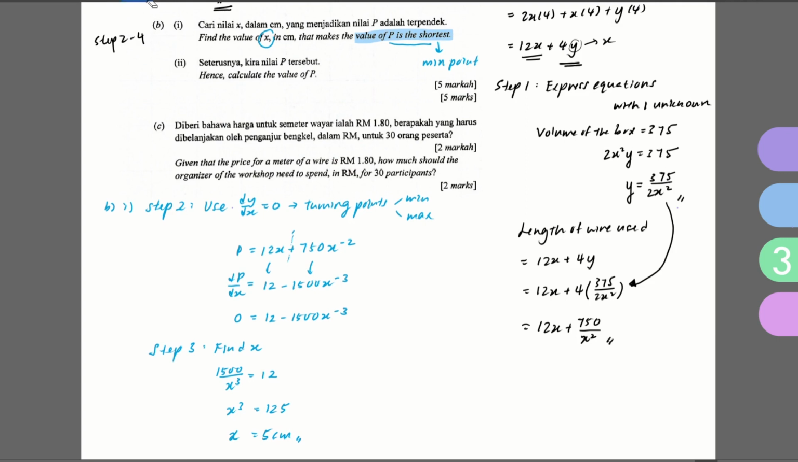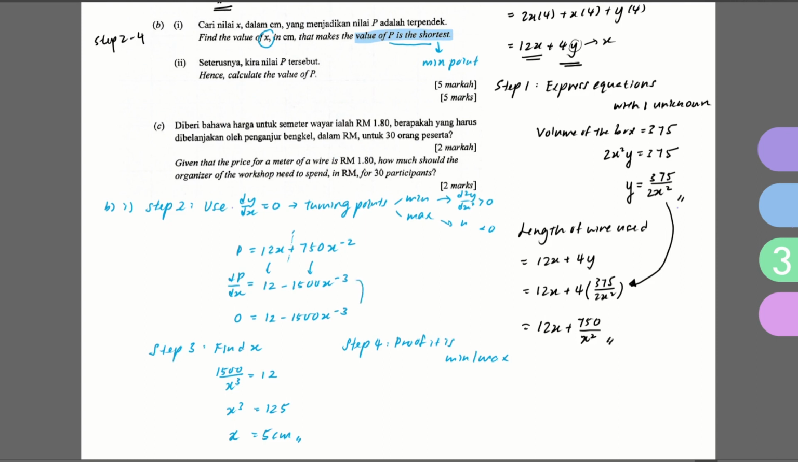So there's another step that students will forget, which is to prove that this x equals 5 will cause P to be the shortest. So this involves step number 4, to prove it is a minimum or maximum value. One of the ways to differentiate minimum and maximum is to calculate the second order differentiation value. If it's more than 0, it will be a minimum, less than 0 will be a maximum.